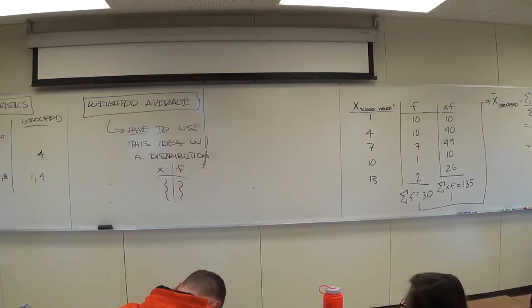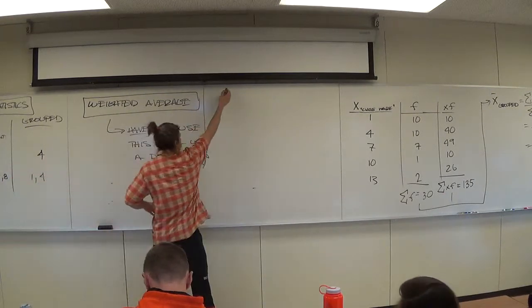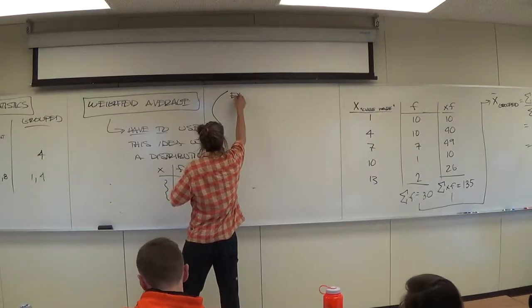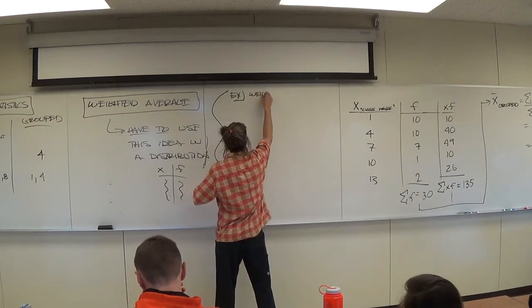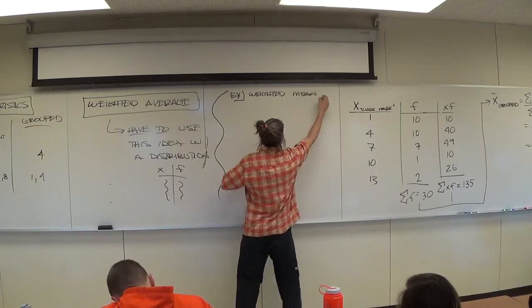All right, that's perfect. Let's make up a class. Let's make up a student. Let's make up a schedule. A lot of crap we're making up right now. An example of a weighted mean. GPA.